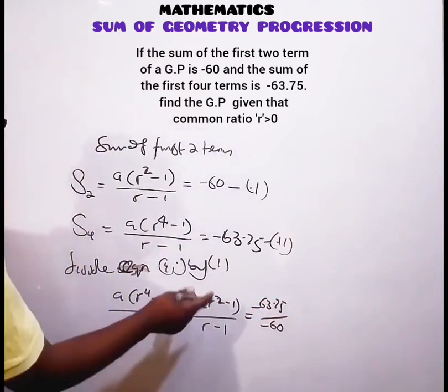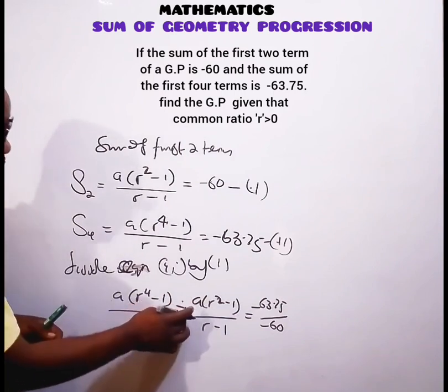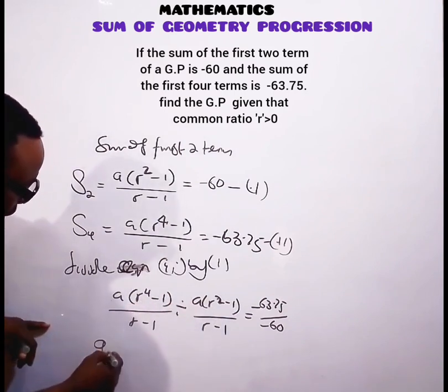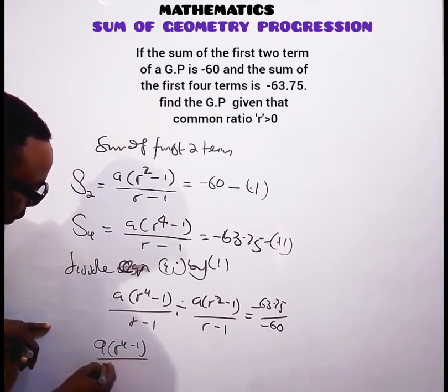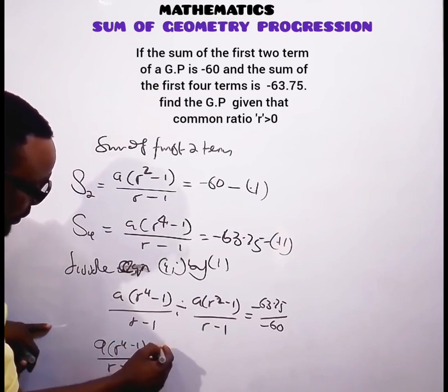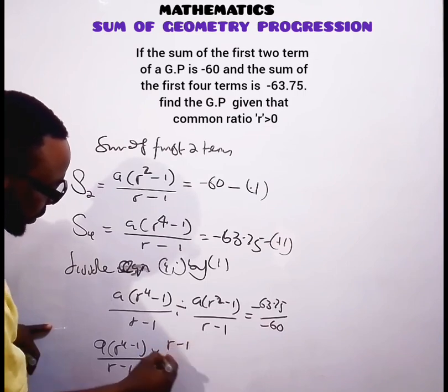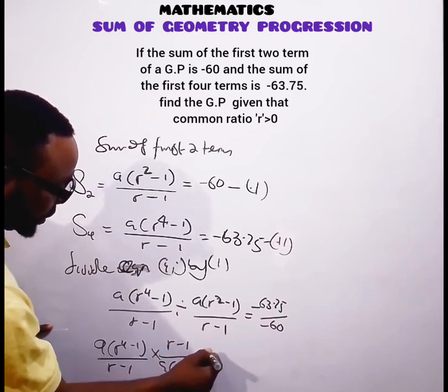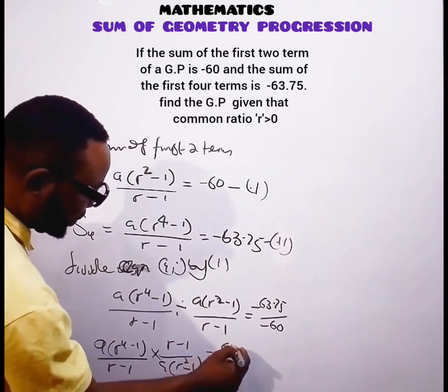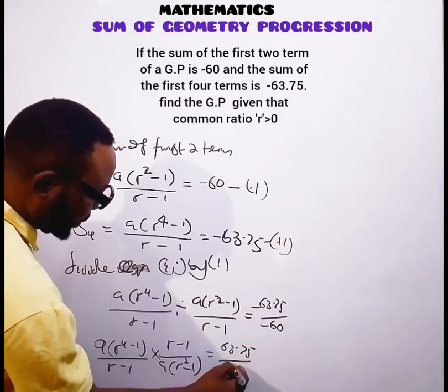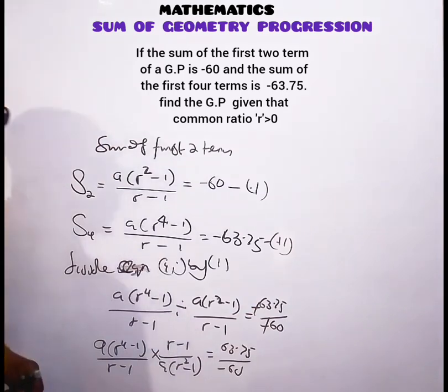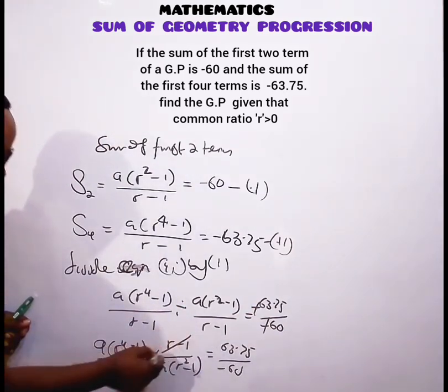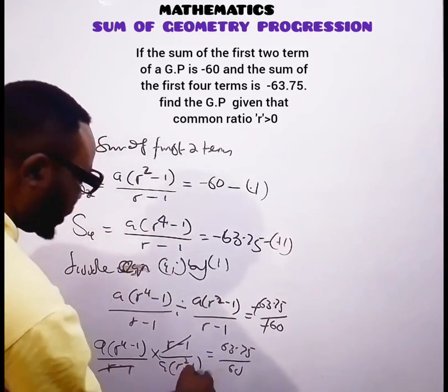Now, I'll change the division to multiplication. I'll have a into bracket r to power 4 minus 1 over r minus 1 times r minus 1 all over a into bracket r to power 2 minus 1, equal to 63.75 over 60. Don't forget that the negative values will cancel each other out. This one too will cancel out. This one is positive, yeah?